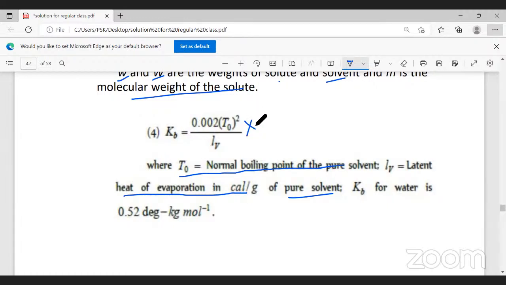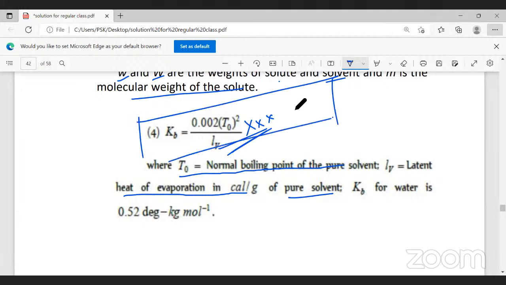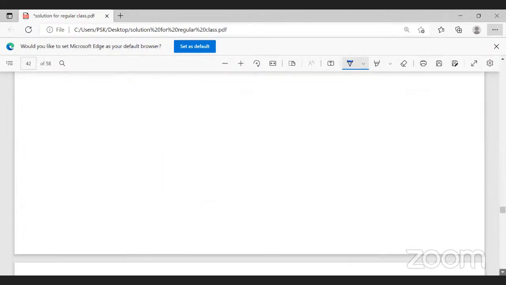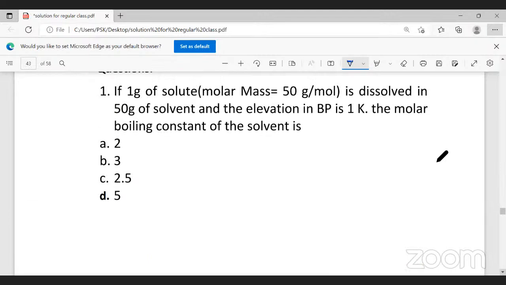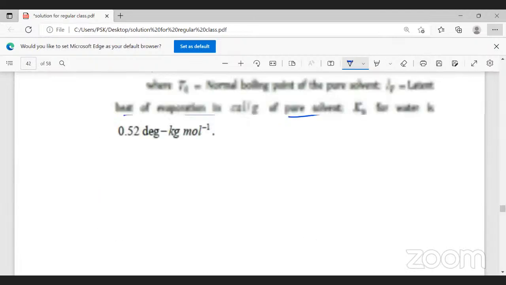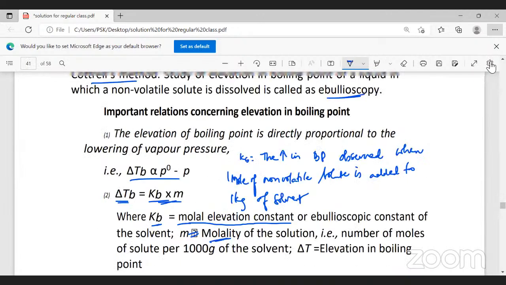This formula we are not learning in our regular class. In the 11th and 12th it is not taught, but remember it to work out some of the problems in competitive exams. Now, we will solve some questions based on this, and then we will continue with the next colligative property. Elevation in boiling point is a simple topic. If you have any clarification, please tell me.